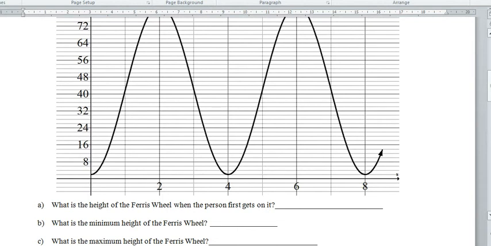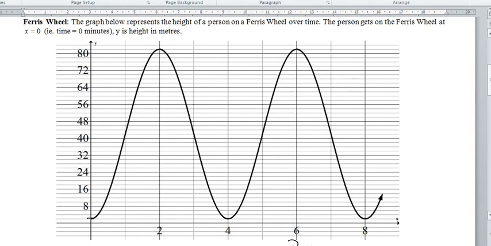So, what's the height of the Ferris wheel when the person first gets on it? How high is it? 2 meters, right? So it's down here. 2 meters. What is the minimum height of the Ferris wheel? What's the lowest it goes? Also 2 meters. What's the maximum height of the Ferris wheel? How high does it go? 82.